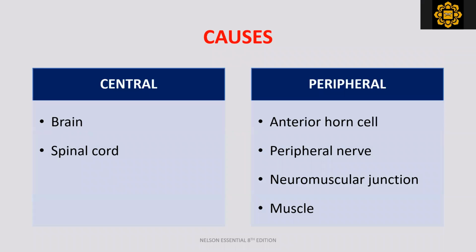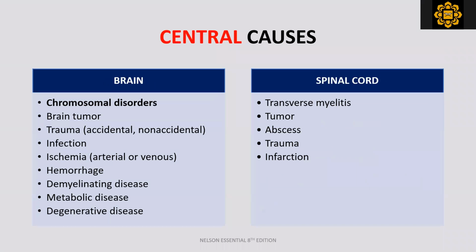The Nelson Essential 8th edition simply divides the causes of floppy infant into two, which are central causes and also peripheral causes. When we are talking about central causes, we are talking about these two anatomical sites, which are the brain and also the spinal cord. Whereas when we are talking about peripheral causes, we are talking about similarly what Brother Haikal has already presented: anterior horn, peripheral nerve, neuromuscular junction, and muscle. So let us move on with the central causes.